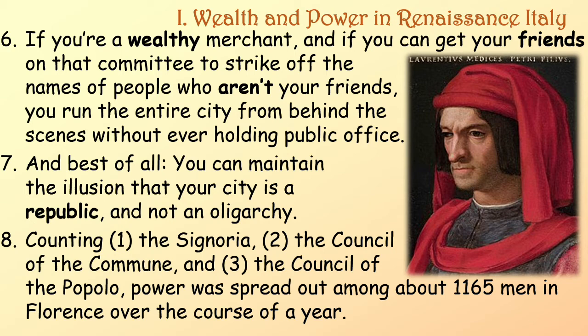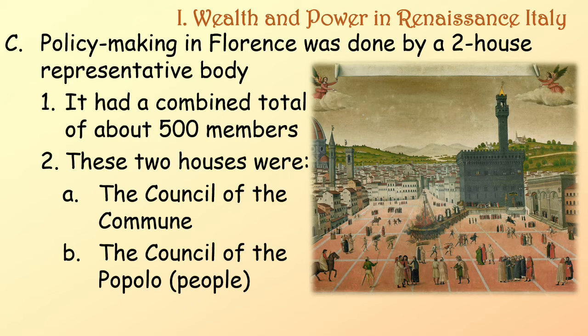Policymaking in Florence was done by a two-house representative body, kind of like our Senate and Congress, and it had a total combined membership of about 500 members. You know, our Congress has, what, 535? These two houses were known as the Council of the Commune and the Council of the Popolo. And by the way, the word popolo means people. That's where you get words like population and popular.